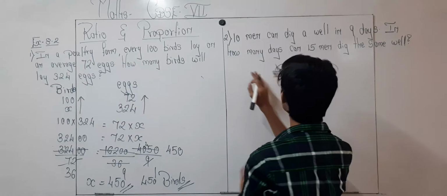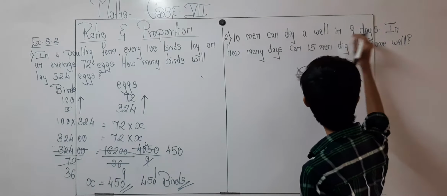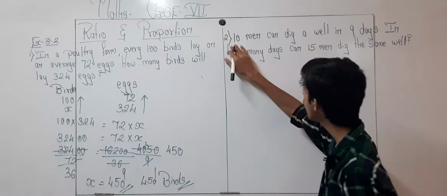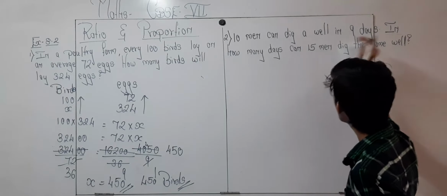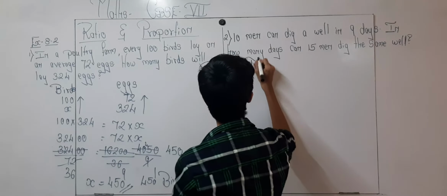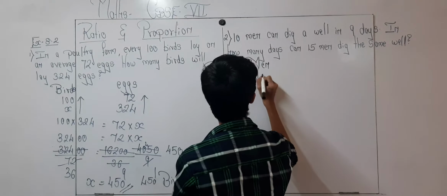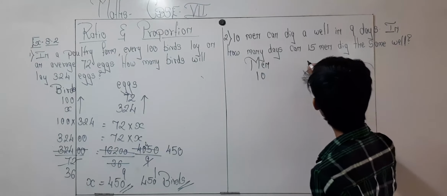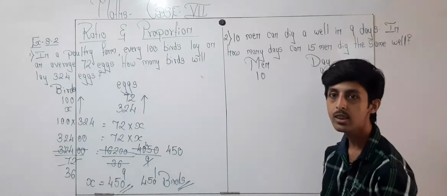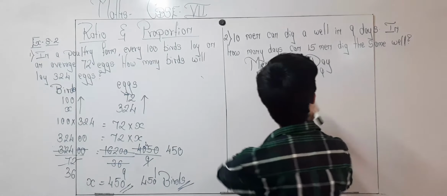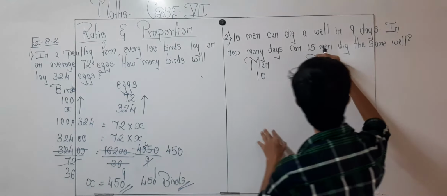What is being told? 10 men can dig a well in 9 days. So how many men are there over here? 10 men are there. And how many days do they require to dig a well? That is 9 days. Okay. Now, in how many days can 15 men?